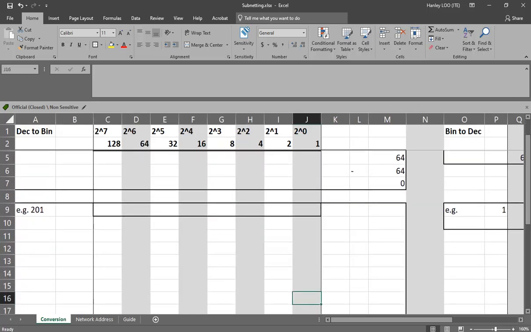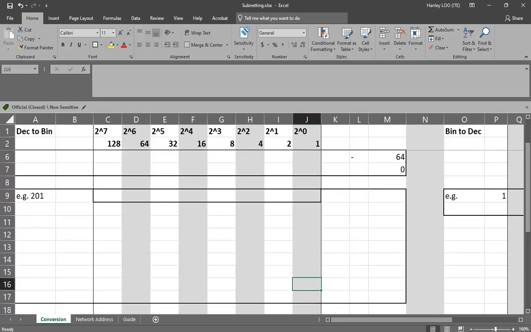Okay, let's do another example for 201. If you are given a decimal value of 201, it is a similar process. I will put 201 here and see what I can subtract. When I look at the most significant value, it is 128. So I know that I can subtract 128 from 201, so I'll place a value of 1 here. 201 minus 128, I'll be getting 73.